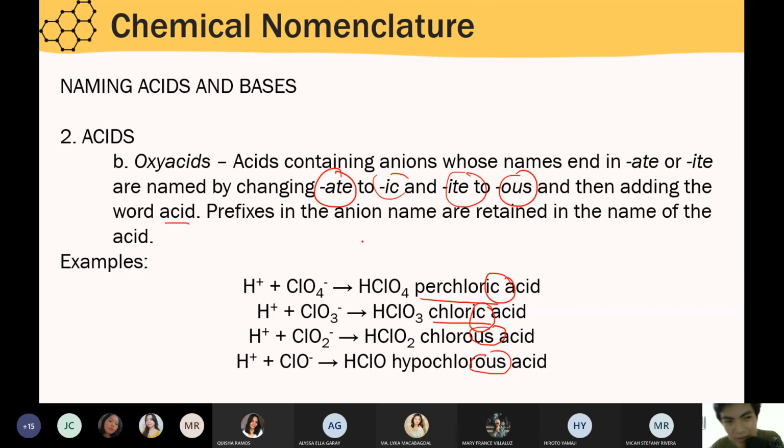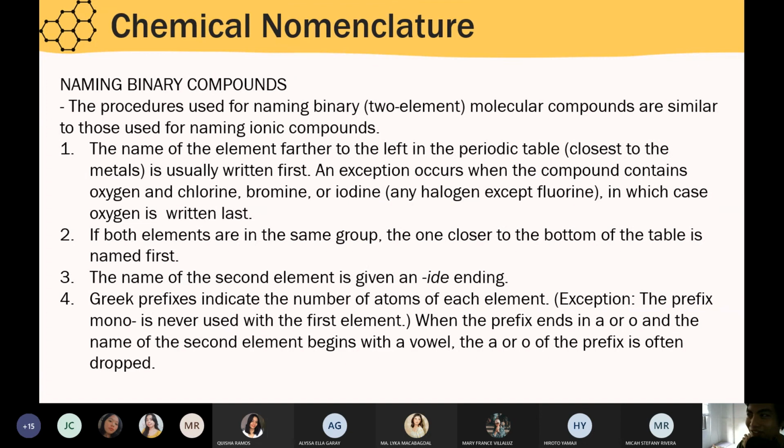And lastly, since we have 8 minutes na lang, I will just walk you through this. Okay. So for naming binary compound, this is actually for covalent molecules. Now, when you say binary compounds, we are talking about molecules that are covalent. Okay. Covalent molecules. So how do we name them? Okay. So first, you have to be able to write the formula first correctly.